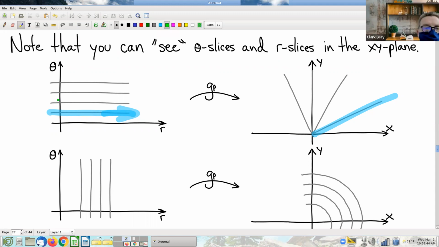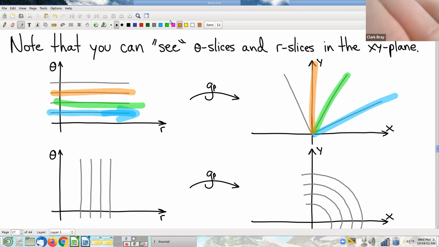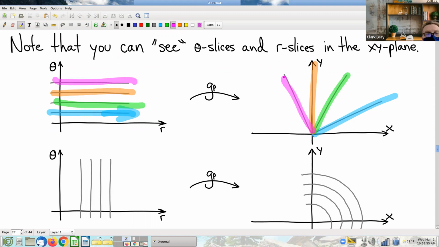And this theta slice is that. And this theta slice is that. And this theta slice is that. And you see the pattern, right? So my process of doing theta slices, yeah, I mean, fair.